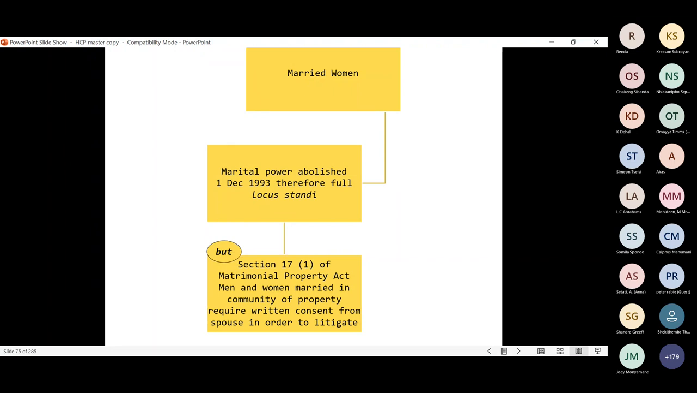If it is a claim for bodily injuries, you don't need your spouse's consent, and litigation against your spouse, you don't need their consent. Okay, litigation that you institute against your spouse, like divorce, you don't need their consent. Makes sense. So there are exceptions, but parties married in community of property do need each other's written consent. So if a person comes to you and they want to institute proceedings and they are married in community of property, remember you need to get the written consent of their spouse.